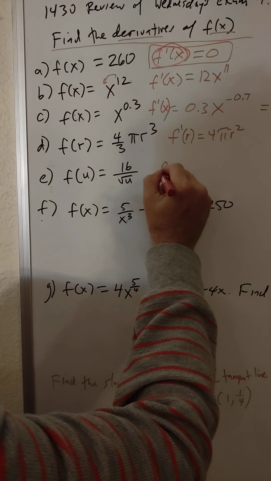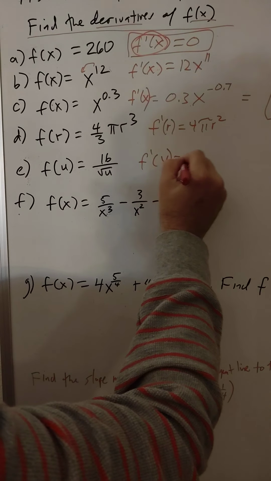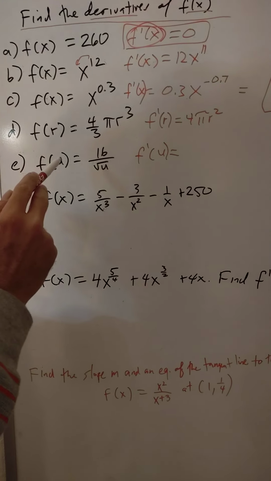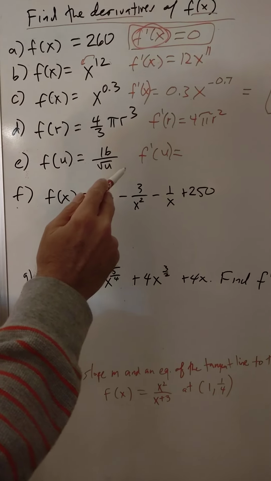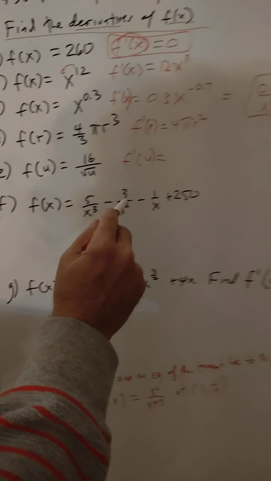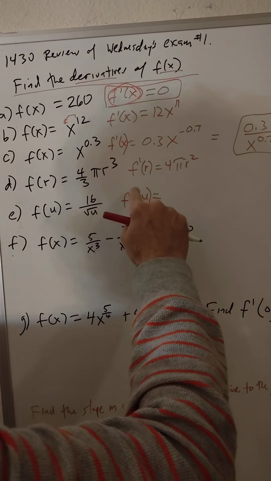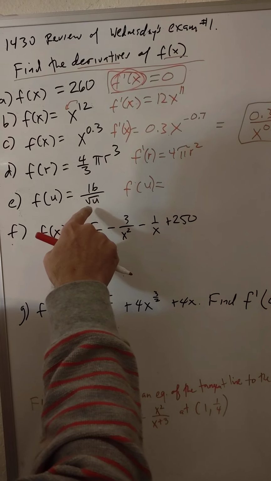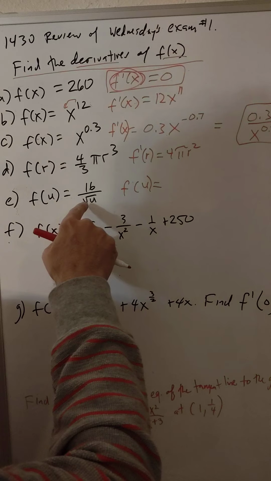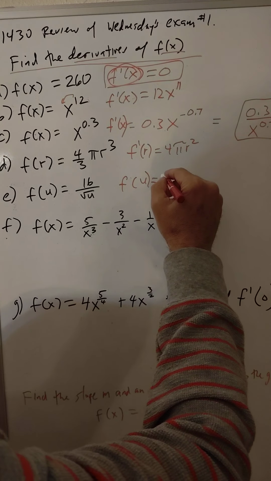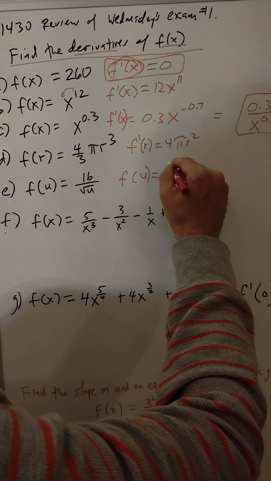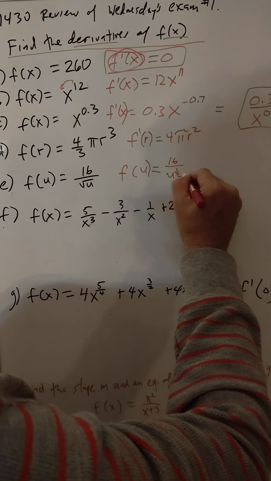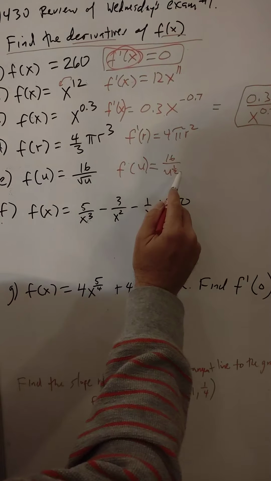Oh, let's do this one. f prime of u. First rewrite f of u. Sometimes before you take a derivative, you want to make it more derivative friendly. I'll still call it f of u, but let's make it more friendly. It's better to have the equivalent exponential form of the radical form. So I'm going to write this as f of u equals 16 over u to the 1/2 power. We should feel comfortable going from radical form to exponential form.